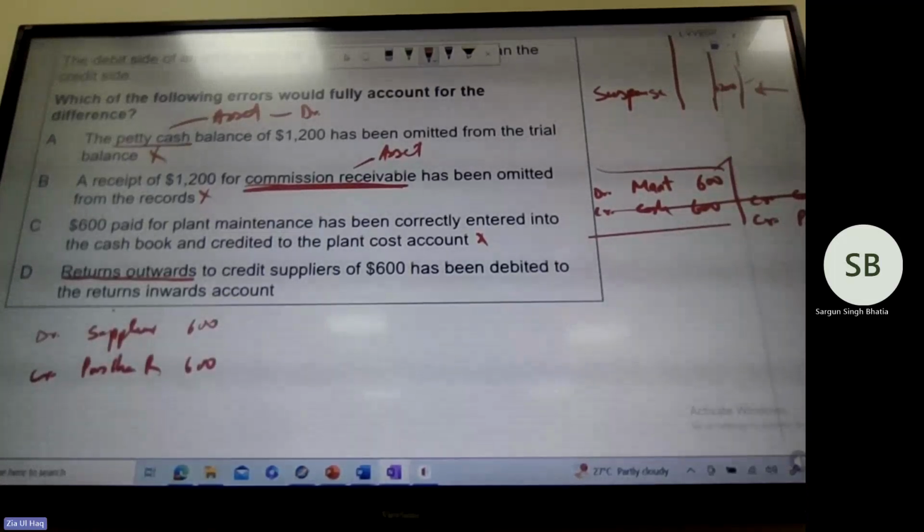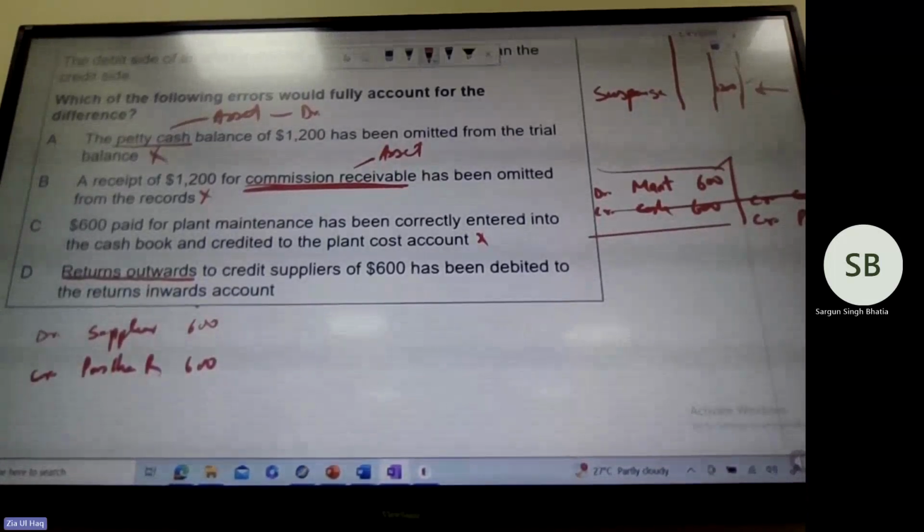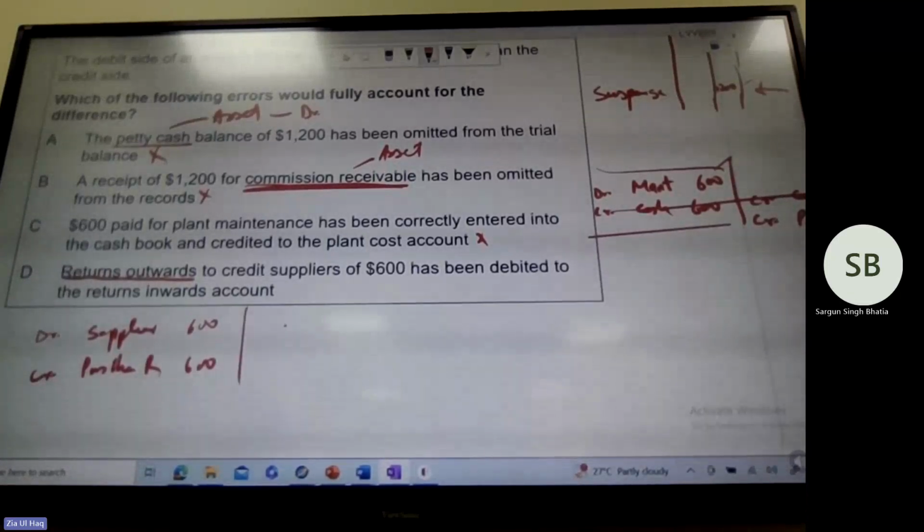It has been debited to the purchase inward account. Meaning we have recorded debit sale return with 600.